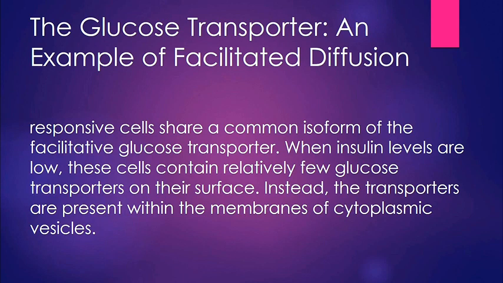Responsive cells share a common isoform of the facilitating glucose transporter. When insulin levels are low, these cells contain relatively few glucose transporters on their surface. Instead, the transporters are present within the membranes of cytoplasmic vesicles. When insulin levels rise in response to elevated blood glucose levels, the hormone acts on target cells to stimulate the translocation of the vesicles from the cytoplasm to the cell surface, where the transporters become incorporated into the plasma membrane and transport glucose into the cell.